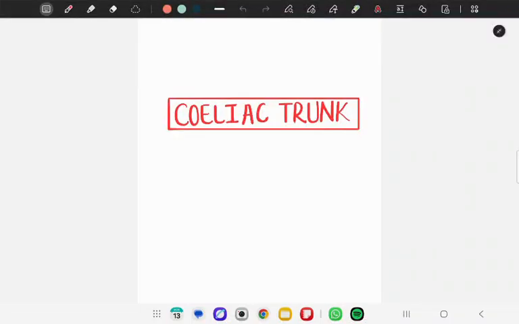Today we're diving deep into a crucial part of our circulatory system that often gets overlooked, the celiac trunk. If you've ever wondered how your stomach, liver, and spleen get their blood supply, you're in the right place. What is the celiac trunk?